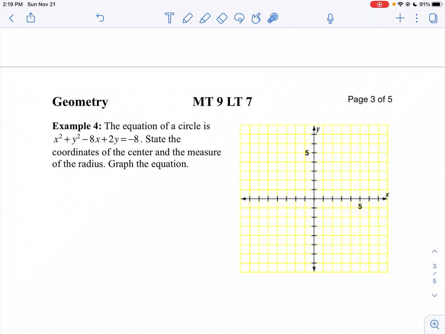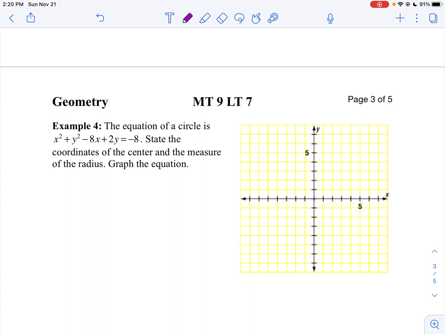In this example, the equation of the circle is given by x squared plus y squared minus 8x plus 2y equals -8. I want to state the coordinates of the center and the measure of the radius, then I want to graph the equation. We have to do a little bit of algebra on this one. Remember completing the square from Algebra 1? Well, we're going to review it right now.